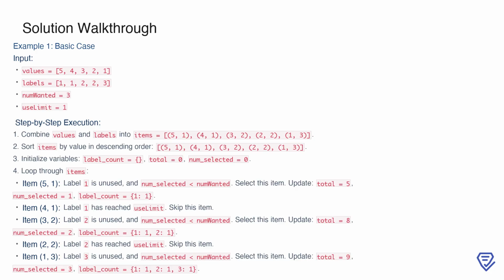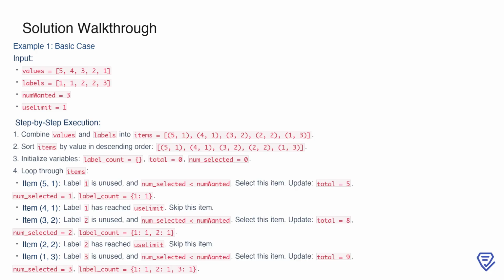Now, we iterate through the sorted items. The first item is (5, 1). Label 1 hasn't been used yet, and we haven't reached our selection limit of 3 items, so we select it. This updates total to 5, number_selected to 1, and label_count to {1: 1}. Next, we encounter (4, 1), but label 1 has already been used once, which is the use limit, so we skip it.